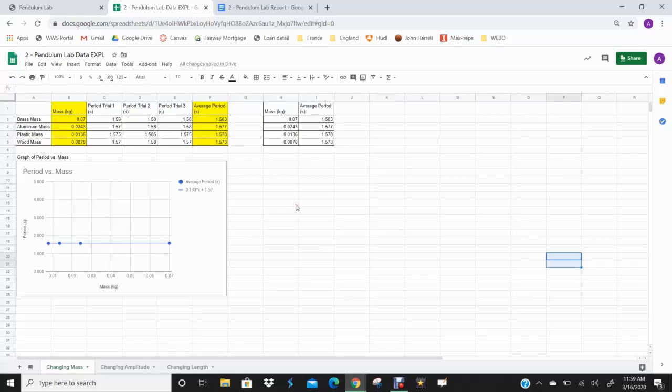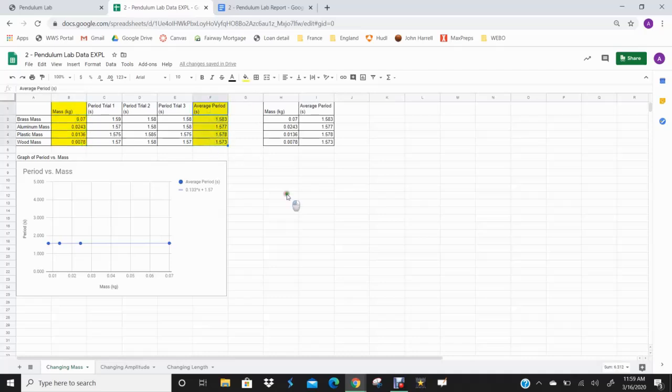Mr. Brengle here, and today we're going to be talking about the results from our Pendulum Lab. So you can see that I have the first tab open here, changing mass. If you remember, we took multiple masses. We had brass, aluminum, plastic, and wood, and we measured the period of each of those masses. And what you should see is that your average period up here, you can tell that these numbers are not really changing.